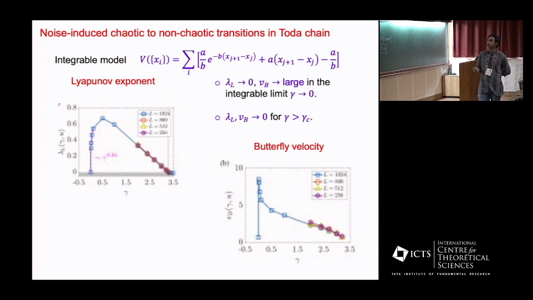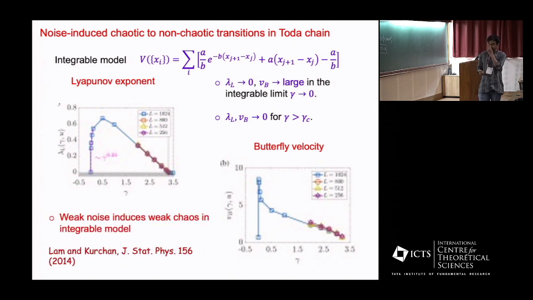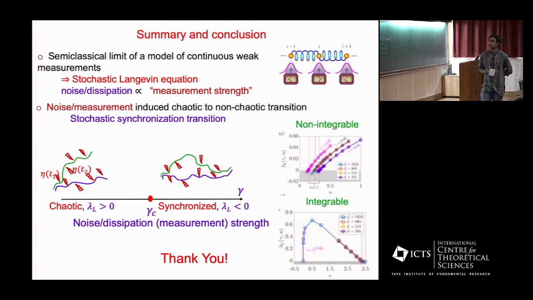If you look at an integrable model, there could be something more interesting, because when you have zero noise strength, an integrable model is non-chaotic. So when you initially add noise, it can give chaos, but eventually it destroys the chaos. So there could be non-monotonic behavior. This is the summary that I started with. This transition that I described is actually a well-known transition called stochastic synchronization, and what we are showing is that this transition happens as a function of measurement strength in a quantum model in this semi-classical limit. Okay, thanks.